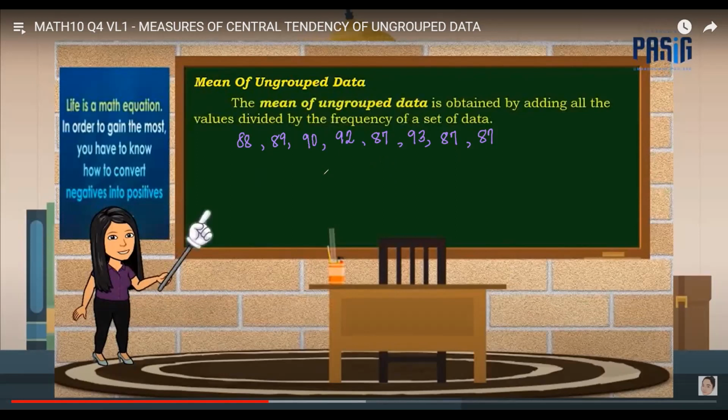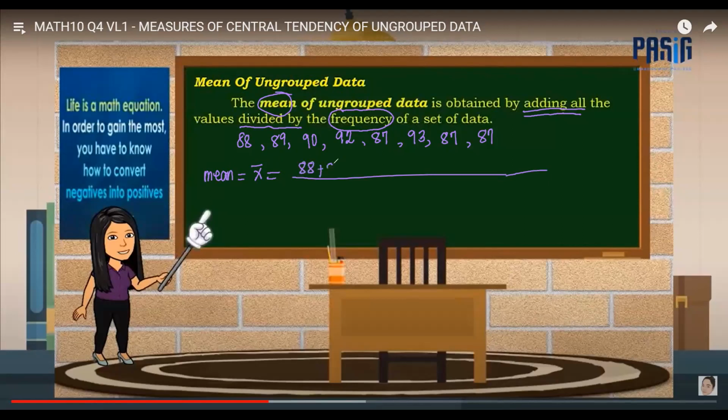So what we are going to do is for us to solve for the mean. And to solve for the mean, all you have to do is to add all of the values and then divided by the frequency. Okay, so i-add natin sila lahat. For us to get the mean, and our symbol for mean is an X with a bar on top. We have to add all of the values. So these are the values.